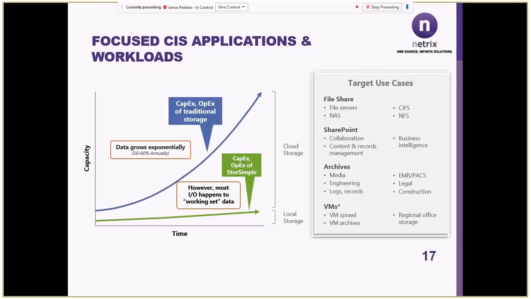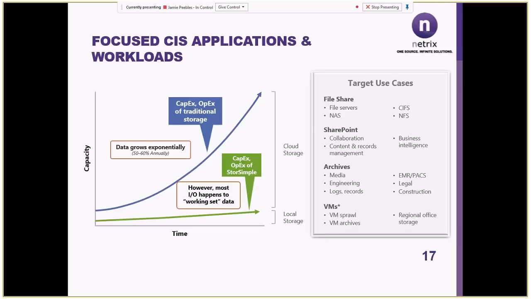My tagline here is that the StorSimple solution does a really good job of solving your dollar per terabyte problem. It's not necessarily well suited for solving your dollar per IOP problem. That notwithstanding, we still have a tremendous amount of opportunity for, again, file shares, archives, SharePoint, and some VMs.